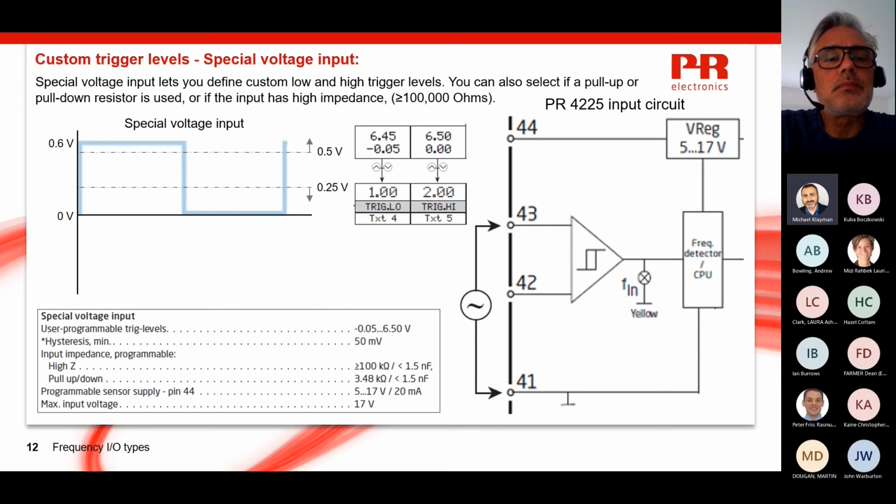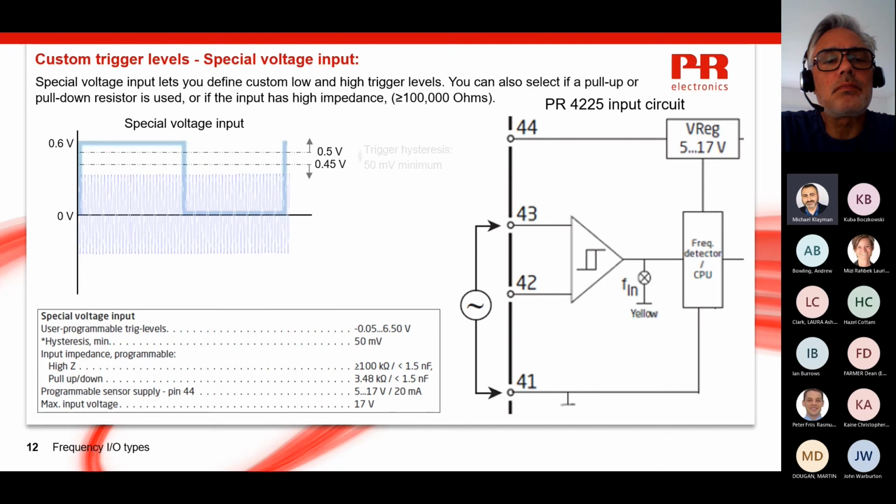Custom trigger levels are also useful if electromagnetic interference is affecting the signal. Here, the frequency input is corrupted by a high level of electrical noise. To measure the frequency, select high and low trigger levels that are above or below the noise level. In this example, increasing the low trigger level to 0.45 volts allows correct frequency measurement while ignoring the noise. The difference between the low and high trigger levels must be a span of at least 50 millivolts.